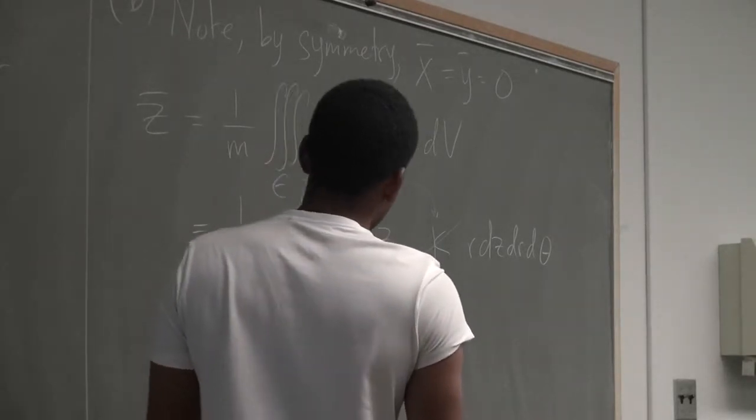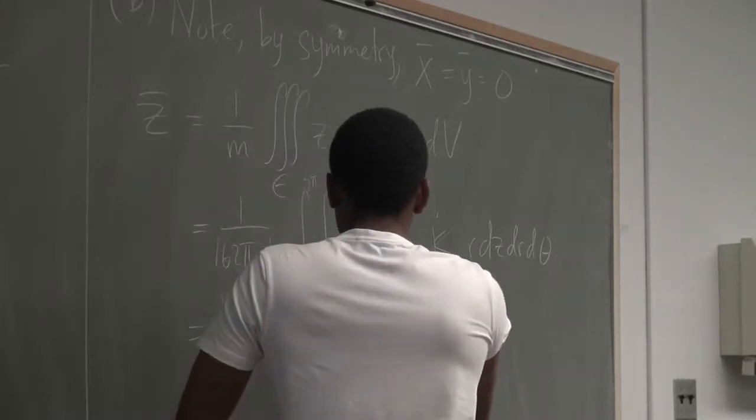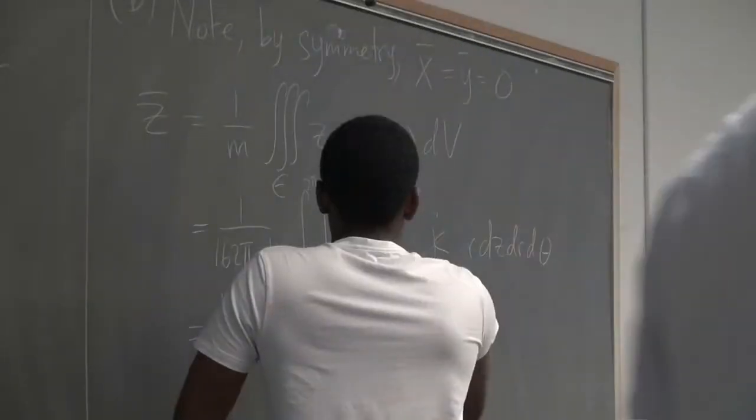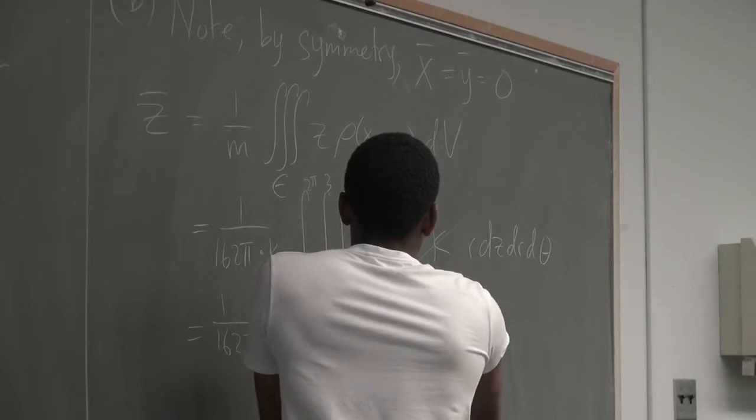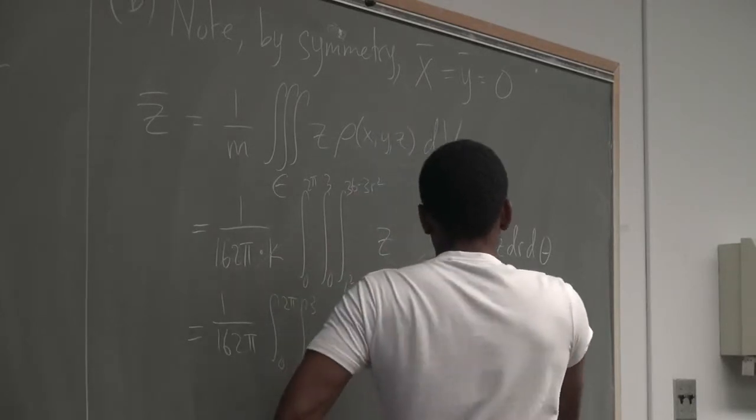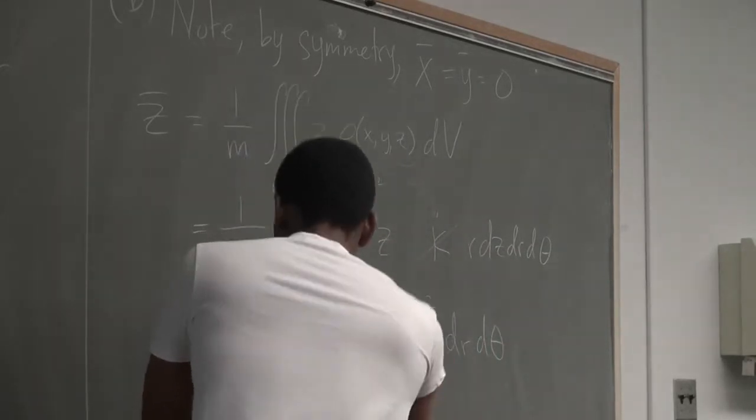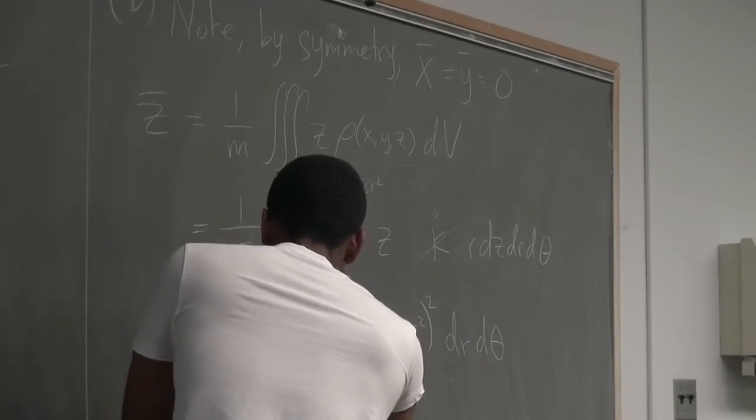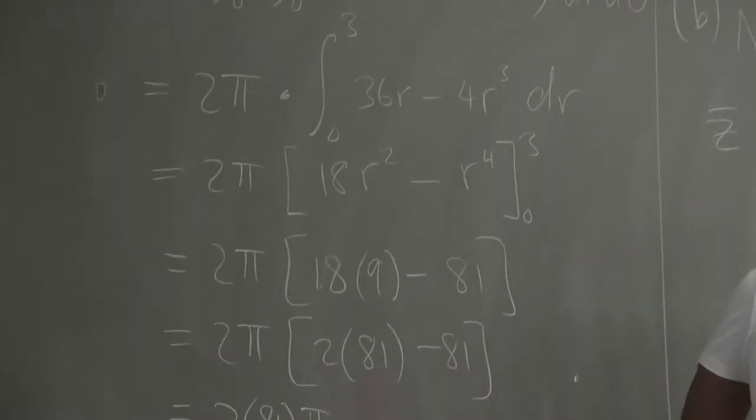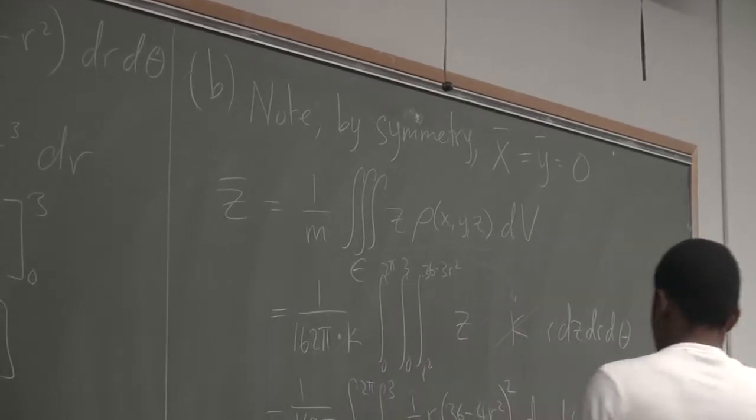You're still getting the harder finding. Now we integrate with respect to z, so it's just going to be 1/2 r times this squared, 36 minus r squared minus 4r squared, squared. So it's just going to be 1 over 81 times 0.03. And that's what it is.